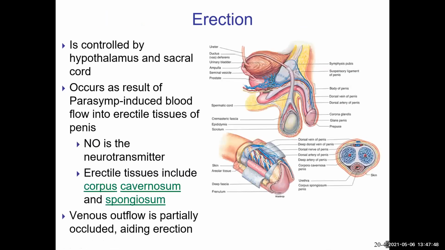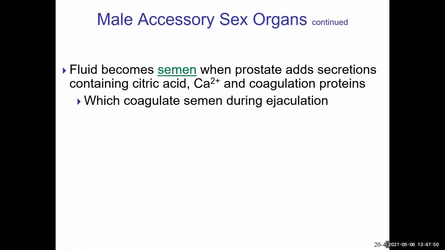And later the same coagulated semen, when it comes outside in the vagina, then liquefies again. And that is the function of the prostatic secretion too. So at the beginning it coagulates and then later liquefies. Okay. So fluid becomes semen when the prostate adds its secretion. And then the process of ejection of semen from the penis is ejaculation.